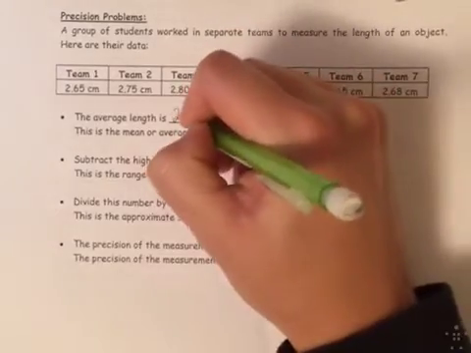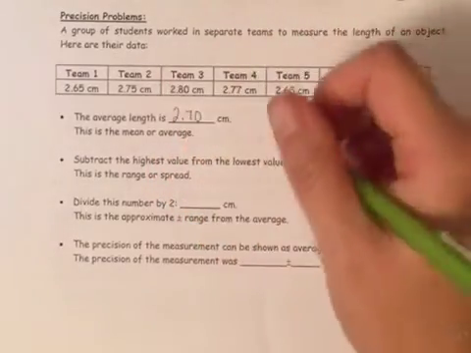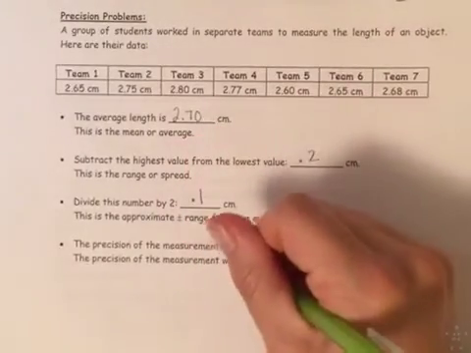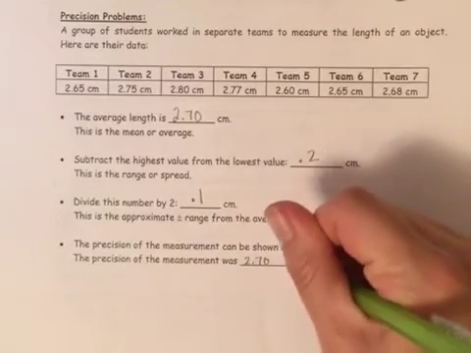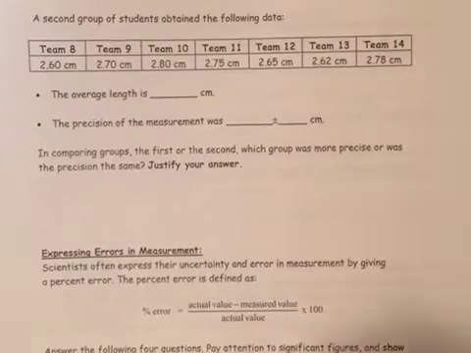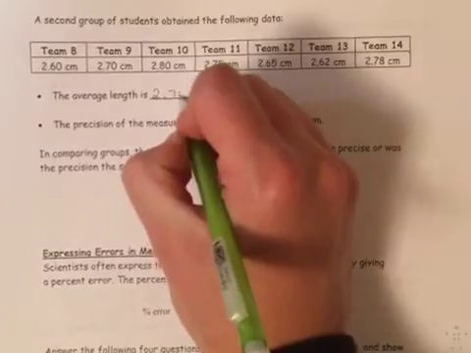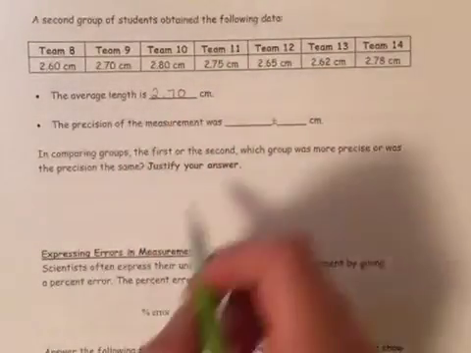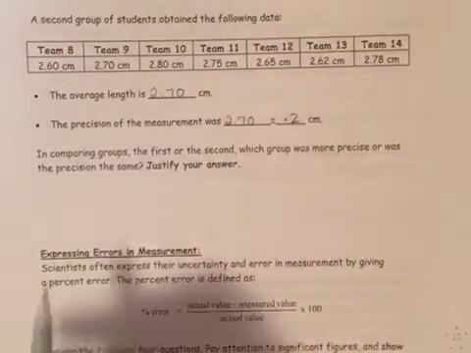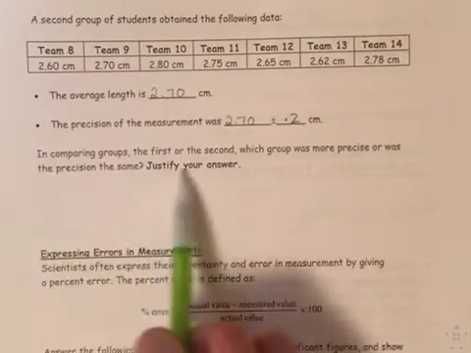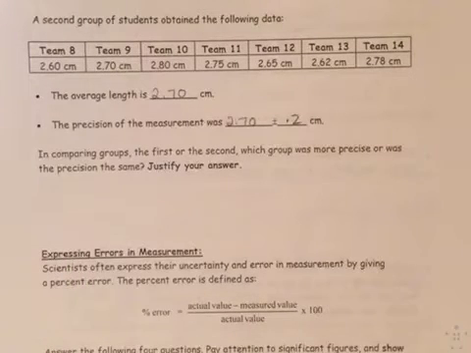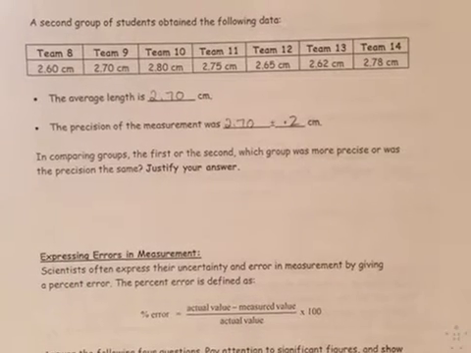So the average for this was 2.70. This was 0.2. I got 0.1. And this would be 2.70 plus or minus 0.2. On this one, I got an average again of 2.70. And this, I got 2.70 plus or minus 0.2 again. So based on those answers, I'm going to let you fill this in. Which group was more precise, or was the precision the same? I think you guys can figure that out now.